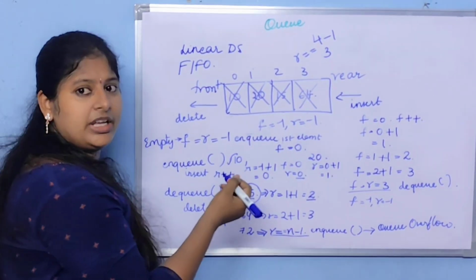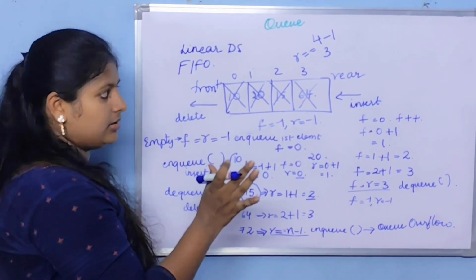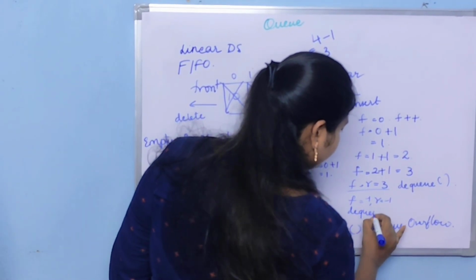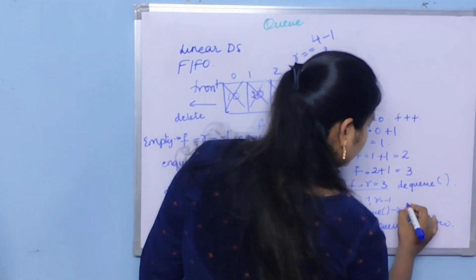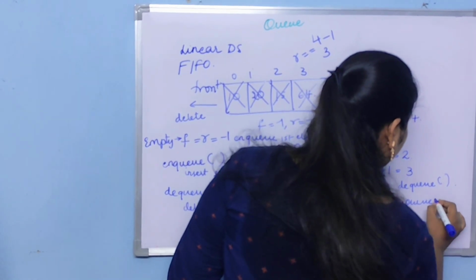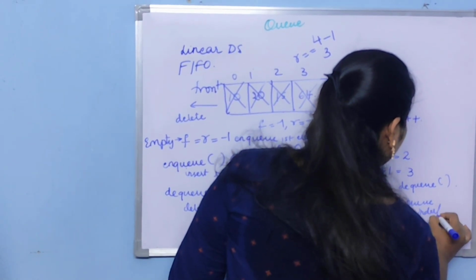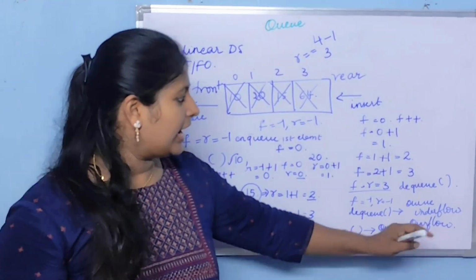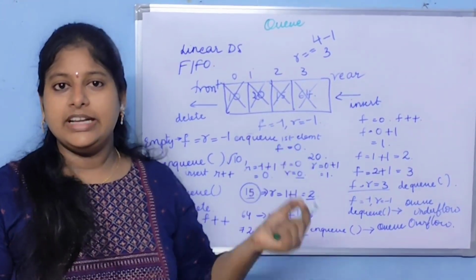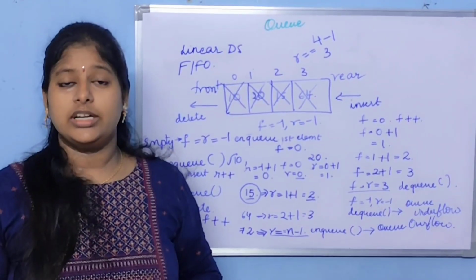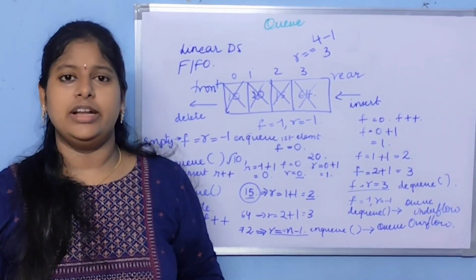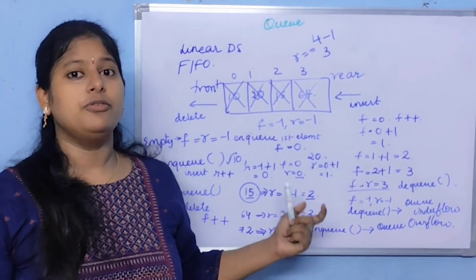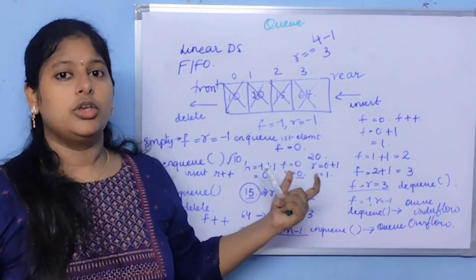Now, if you try to dequeue, the queue is already empty. Front equals rear equals -1. If we try to dequeue elements, there is a condition arising called queue underflow. Okay, this is what happens when you try to delete elements from an empty queue. That is called queue underflow. You cannot delete elements since there are no elements in the queue. Okay, so this is how you enqueue and dequeue elements in the queue.